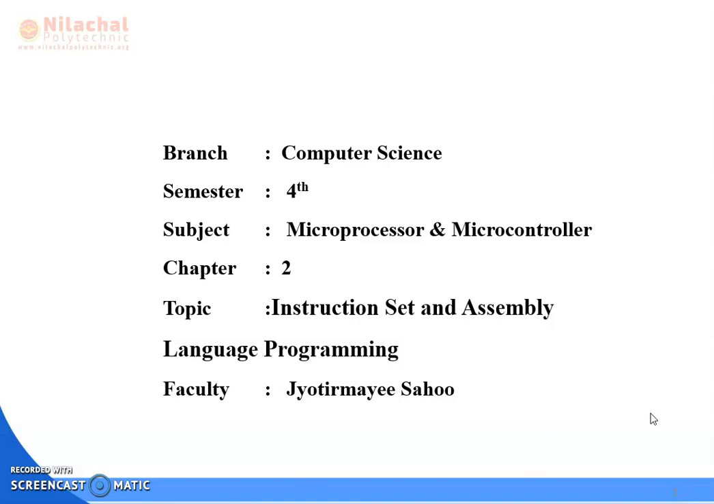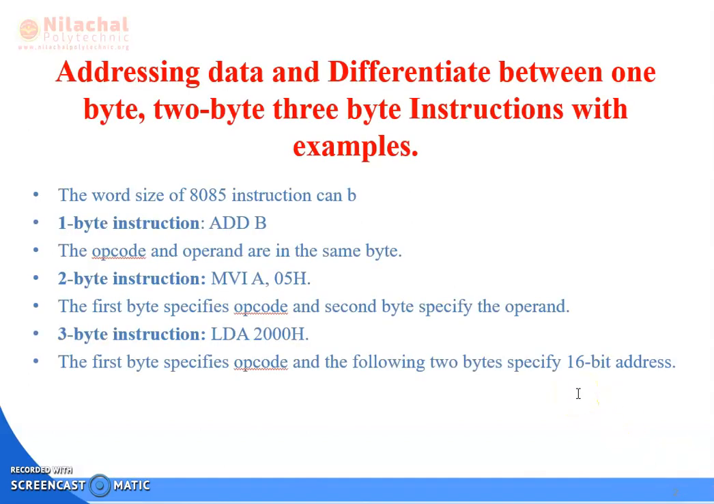So, today we are discussing chapter 2 of Microprocessor and Microcontroller, that is instruction set and assembly language programming. First we will discuss addressing data and differentiate between 1 byte, 2 byte, 3 byte instruction with examples.